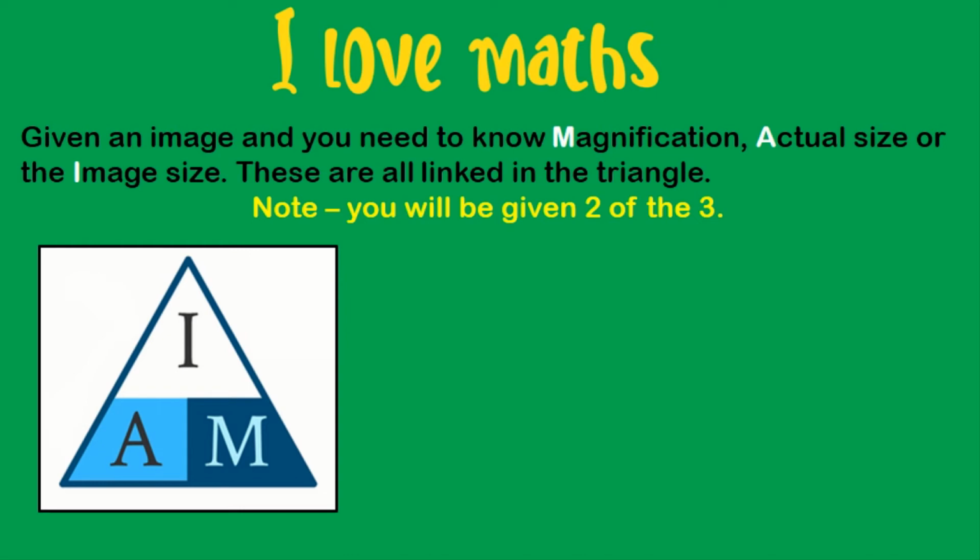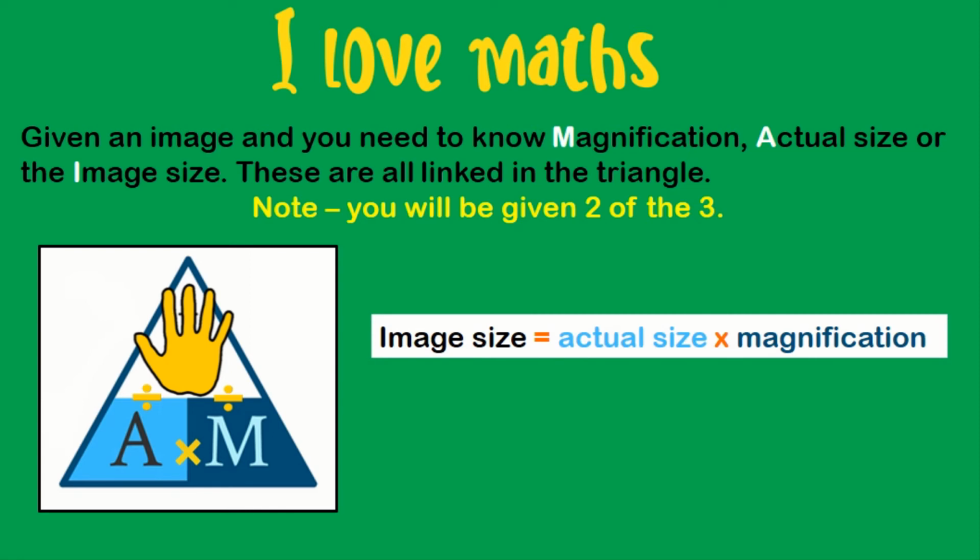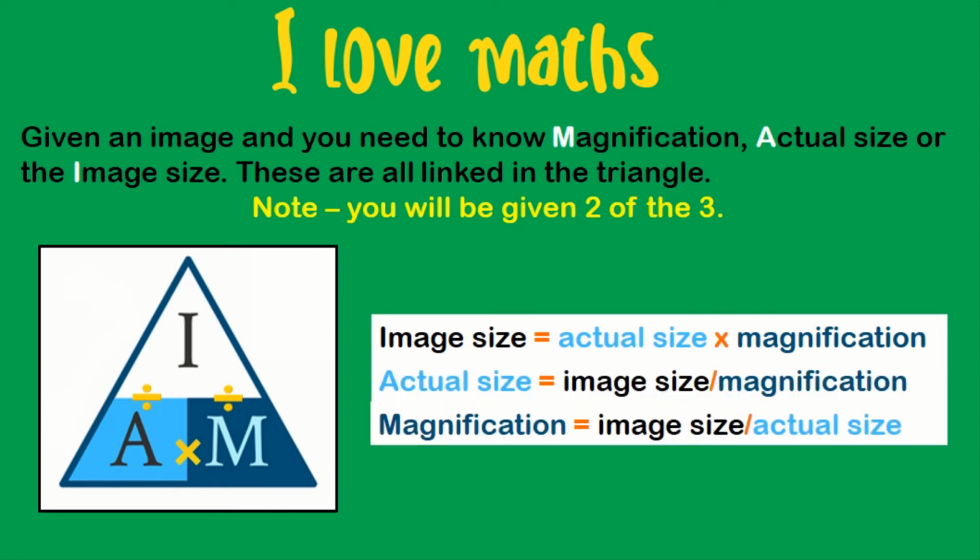Again, I've been over this triangle, but basically if it's above or below in the triangle, you divide them. And if they're next to each other, you multiply it. And all you do is cover up the one you're looking for. So if I'm looking for image size, which is the I, I cover it up and I'm left with actual size times magnification. I could get 3 equations from this triangle, and here they are. So again, you should be given 2 of them in the question. Just work out if you divide them or multiply them by using that triangle, and then do that.